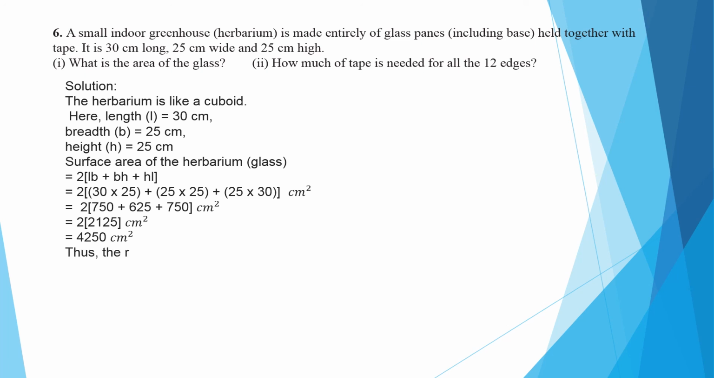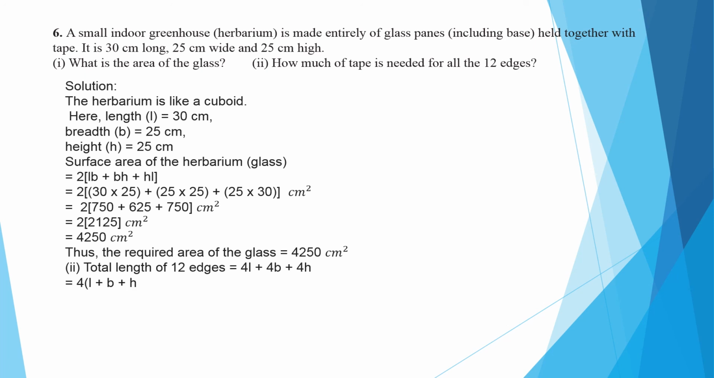This is the area of the glass, or we can say thus the required area of the glass is 4250 centimeter square. Now the second part, the total length of tape needed to cover all those 12 edges. So the edges will be length, breadth, height, and 12 edges means 4 length plus 4 breadth plus 4 height. So 4 times L plus B plus H. Now substitute all those values, 4 times 30 plus 25 plus 25. So we are getting 4 into 80, that is 320 centimeter.